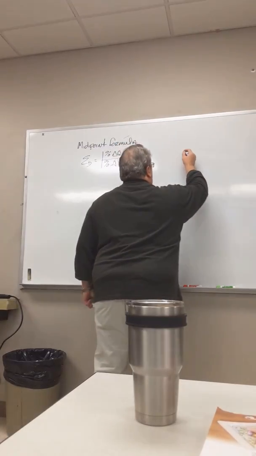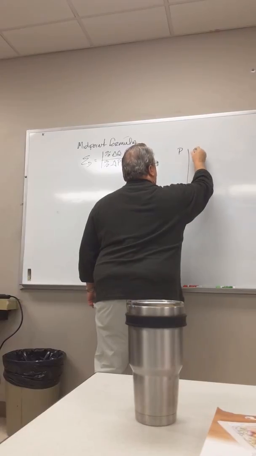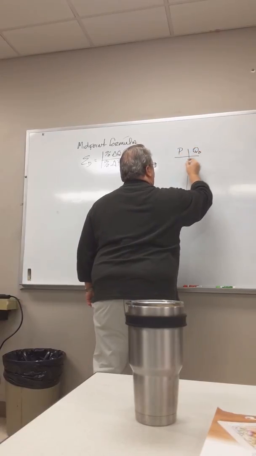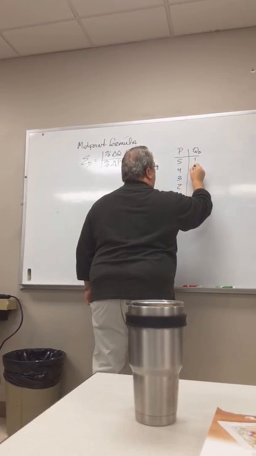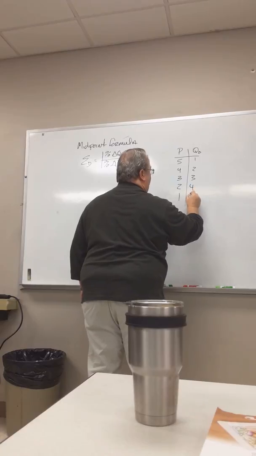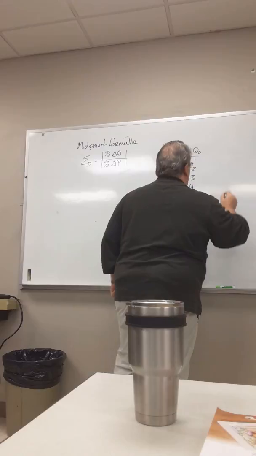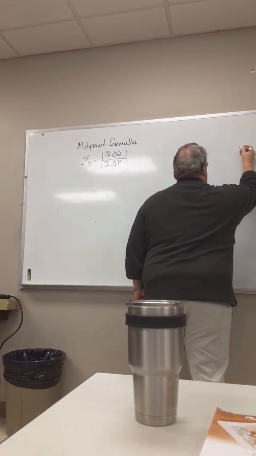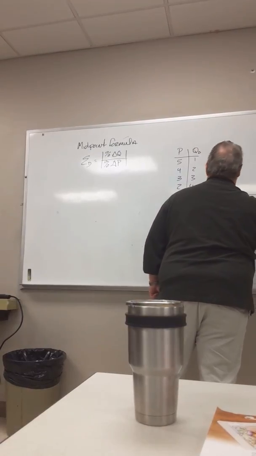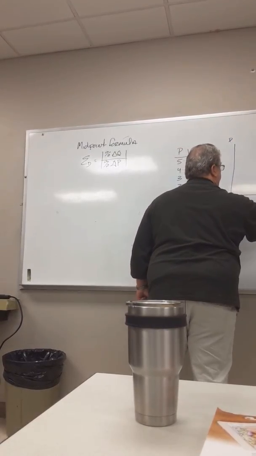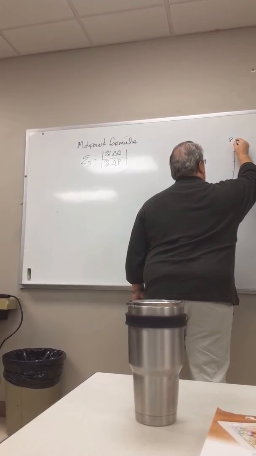So let's graph some. We go P, Q is quantity demanded, 5, 4, 3, 2, and 1. 1, 2, 3, 4, and 5. When we get to that, you'll understand a little more once we get everything set up for graphing. I have P and I have Q. 2, 3, 4, 5.